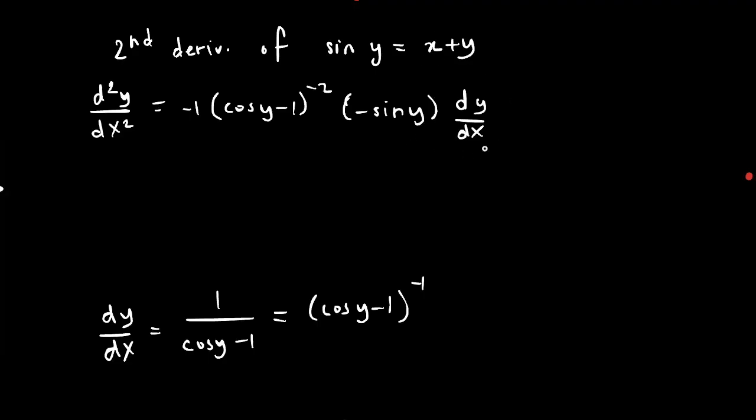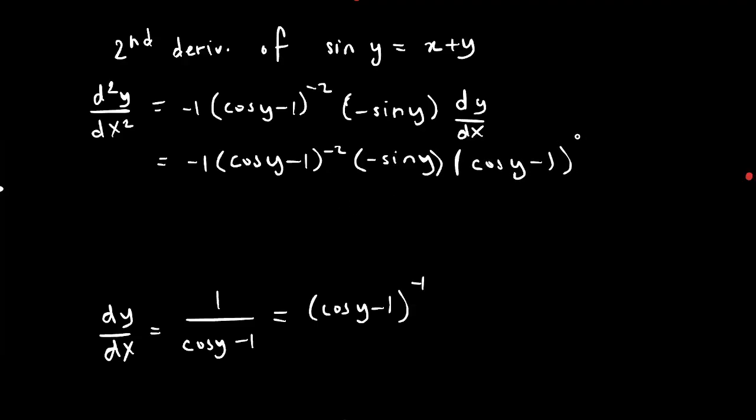Now, eventually, all we'll have to do is, we have this term here, dy dx, and we previously found what that is equal to when we found the first derivative. We saw that dy dx is simply cosine y minus 1 to the negative 1. So we would then substitute that, we'll just plug that into here for the second derivative. So then we would end up with our d squared y dx squared equal to negative 1 times cosine y minus 1 to the negative 2 times negative sine y times cosine y minus 1 to the negative 1.